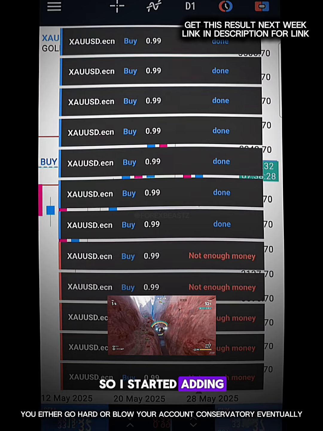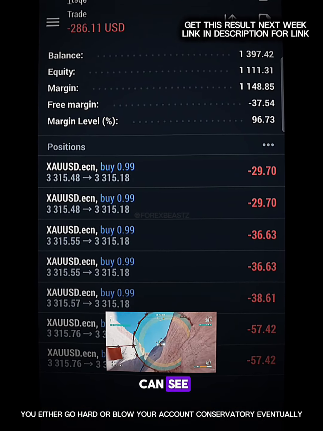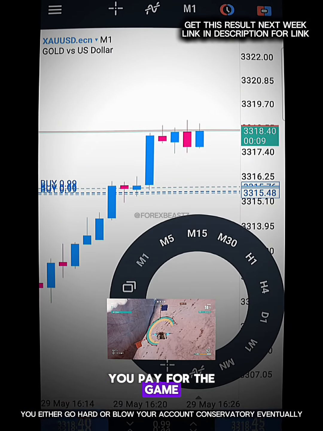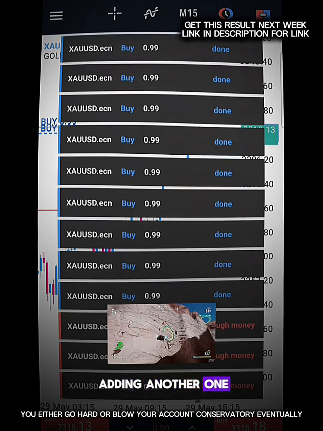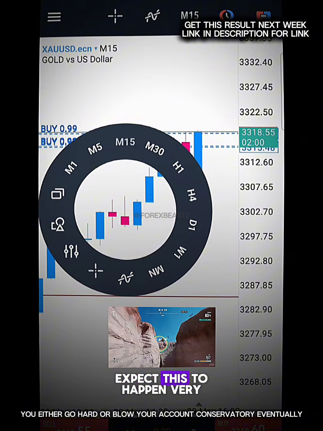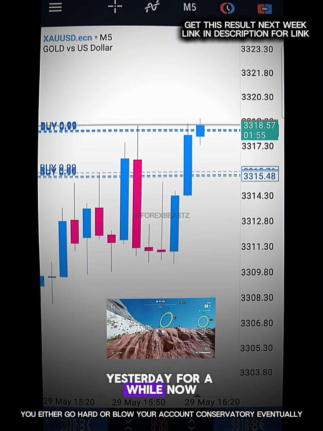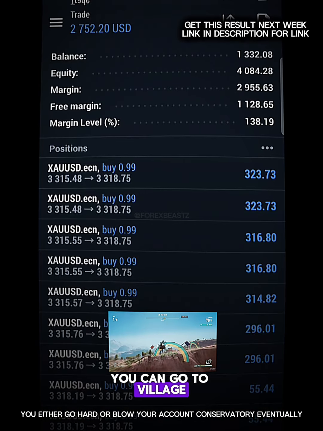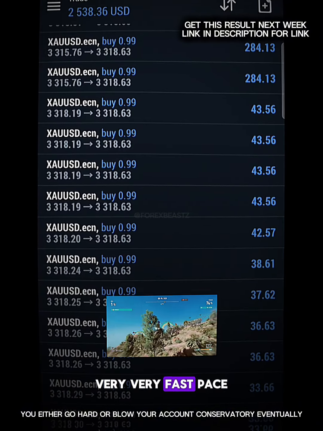So I started adding my position, and then I was in losses, as you can see, but that does not stop anything. This is the price you pay for the game. And then you can see there was a breakout, and then I started adding another one, because this was actually crazy. I did not expect this to happen very fast. Maybe because I've been trading GBP USD for a while now, but this is good. Things happen very fast. You can go to the village and you can go to heaven at a very fast pace.